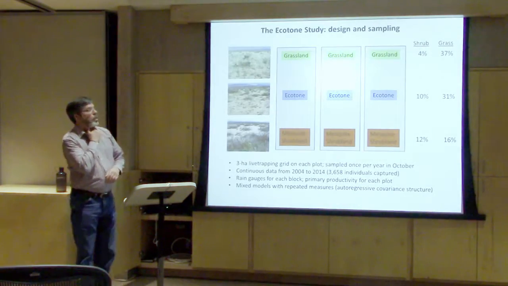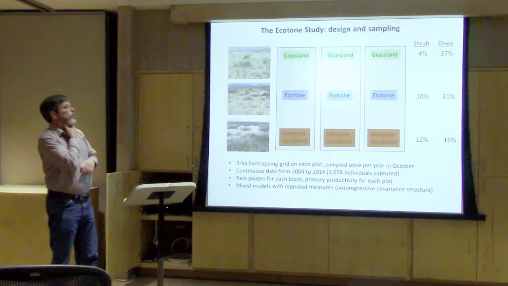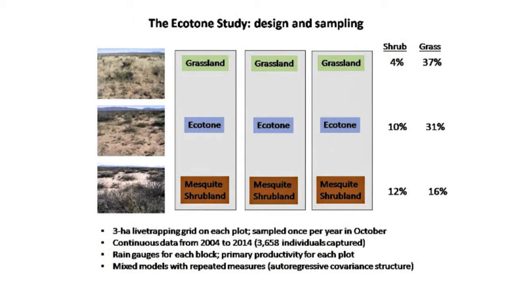Okay. So here's the Ecotone Design. There's basically 3 spatial blocks. And each one, and the blocks are basically 3 pastures that you're probably familiar with, pasture 3, 9, and 12. That's where these are located. And each block has a rodent trapping grid in grassland, ecotone, and mesquite shrubland. So they represent gradients from black grama dominated to mesquite dominated.